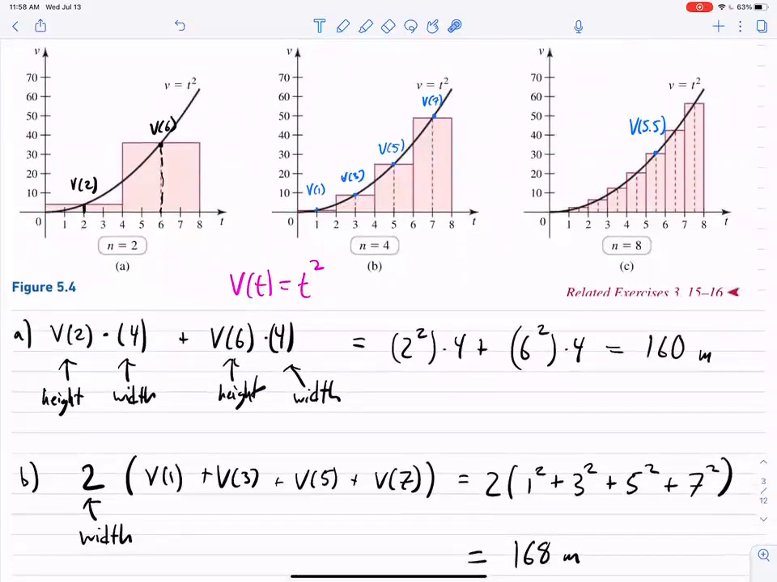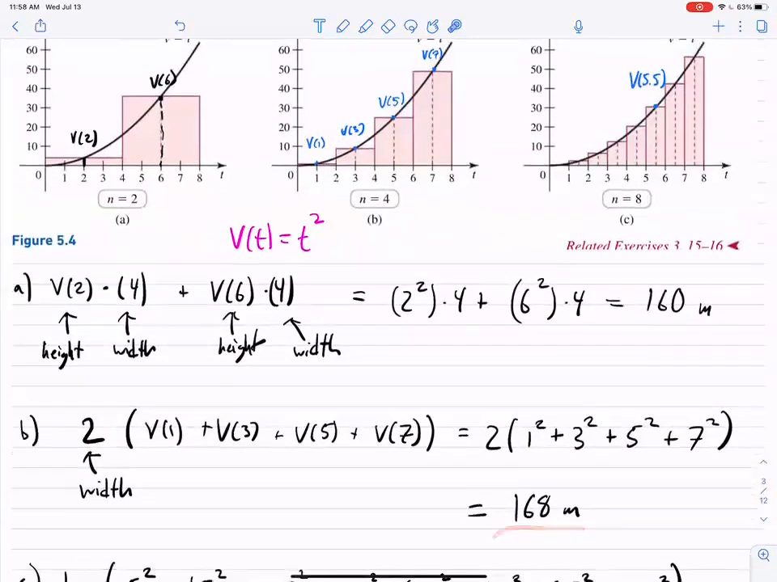In the other one, because the width is always the same, I can actually just pull the width out and then just add up all the heights. And so v of 1 plus v of 3, v of 5, v of 7, which is 1 squared plus 3 squared plus 5 squared plus 7 squared. And so that gives us 168 when you do that one. And so this one gives us a slightly bigger approximation.